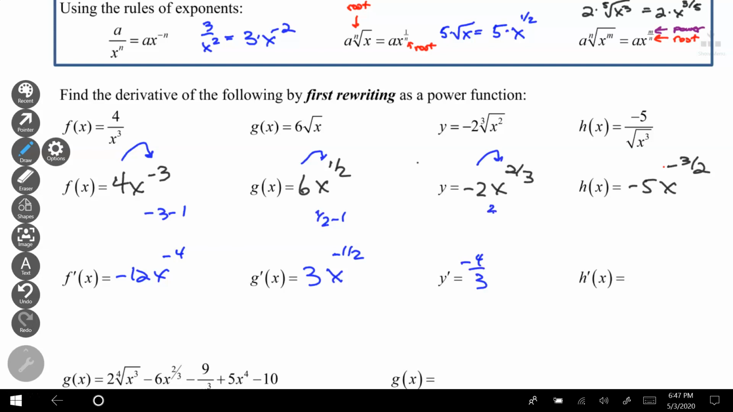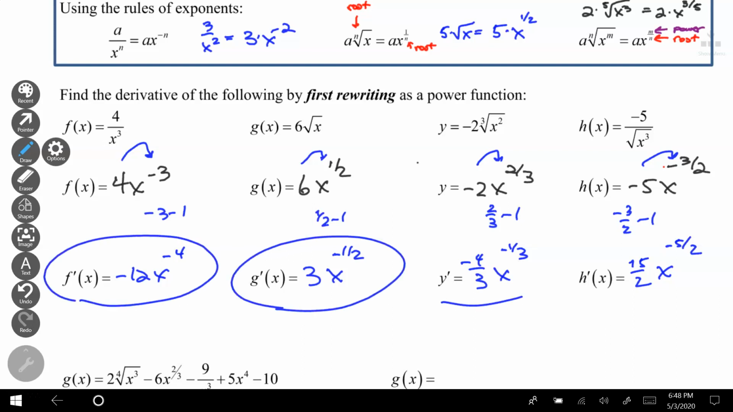Now I'm going to do the exponent minus 1, or top minus bottom, negative 1/3. So y prime equals negative 4/3 times x to the negative 1/3. And this one, multiply it out, I get 15/2. Just a fraction. And x raised to, well, let's see, negative 3 over 2 minus 1 is top minus bottom, or negative 3 minus 2, which is negative 5/2. That's how we rewrite them. I don't have to rewrite them into anything special. I could just leave them like that.